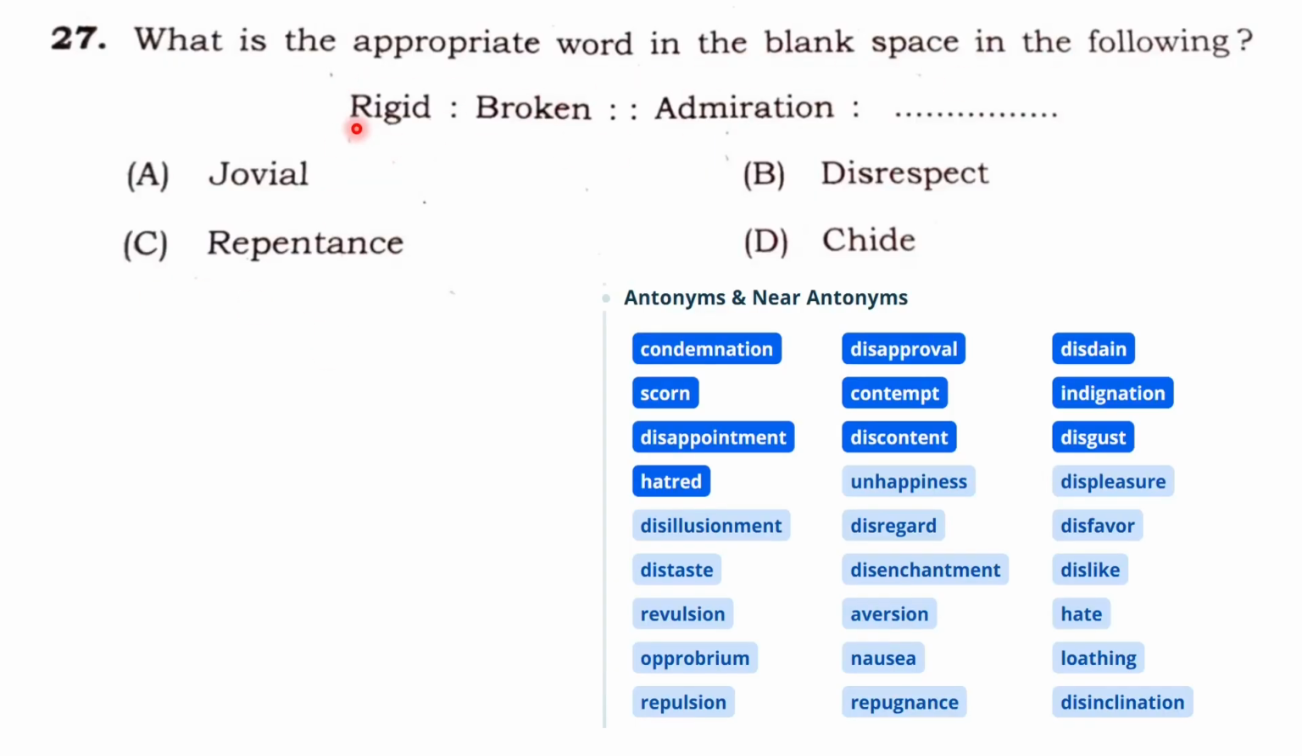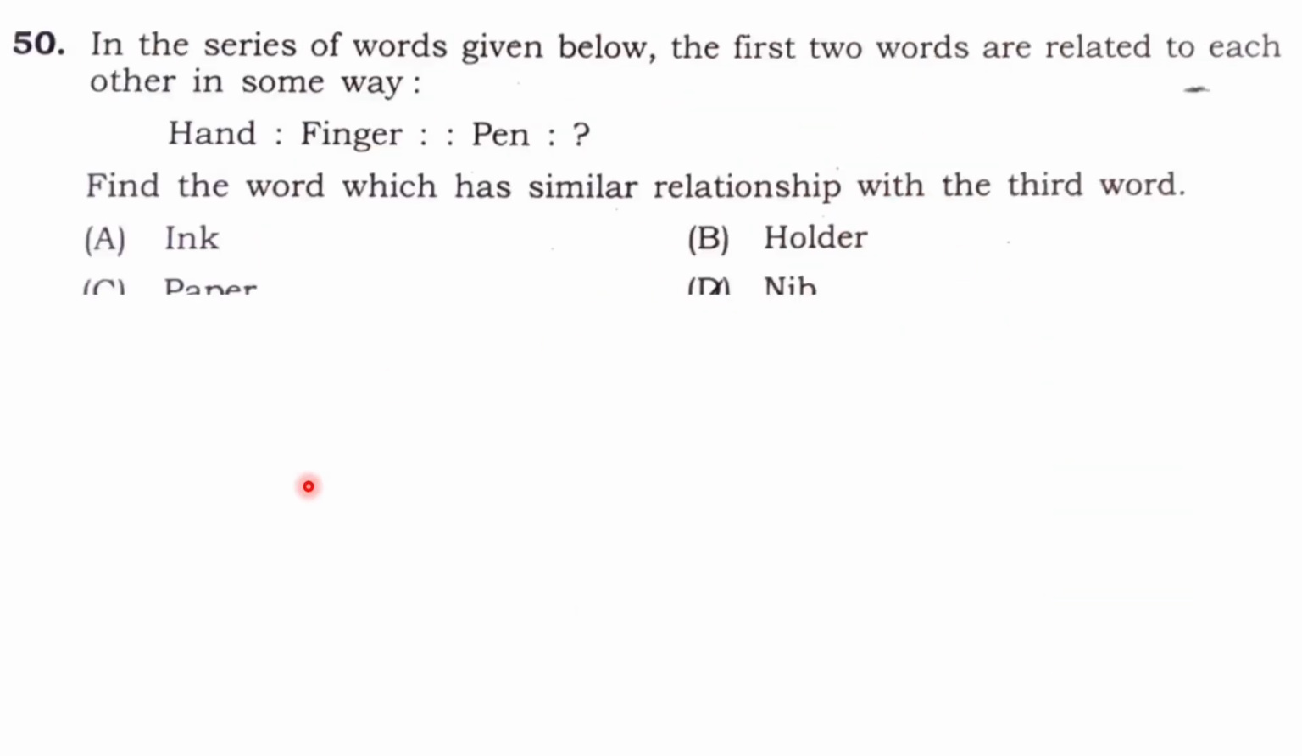If rigid is to broken, then admiration is to the opposite of it. Rigid's opposite is broken. So for admiration, we have to take something else. Jovial is happy. Repentance is not the opposite of admiration. Disrespect should be the one. So here antonyms and near antonyms of the word admiration are given. So disrespect should be the correct answer.